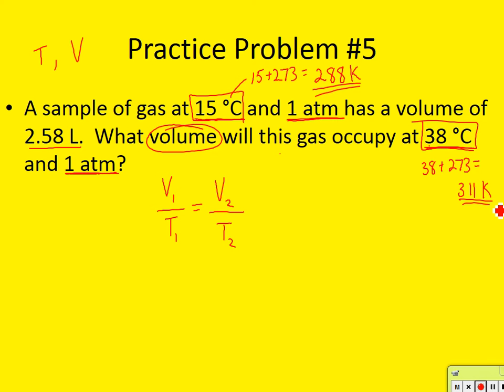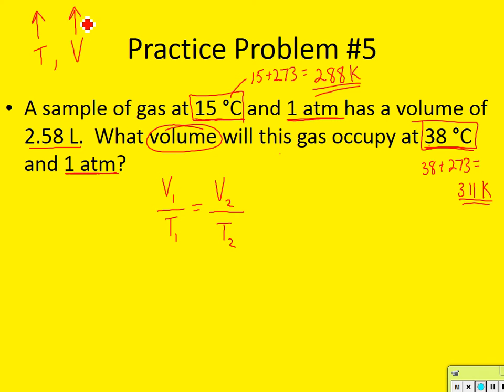Okay, before we start the problem, it might be a good idea to think about what's happening here. We are increasing the temperature of this gas. So it's going from 15 to 38 degrees Celsius. The temperature is increasing. And according to Charles' law, they're directly related. So what should volume do? Well, it should also go up. Let's make sure that happens.